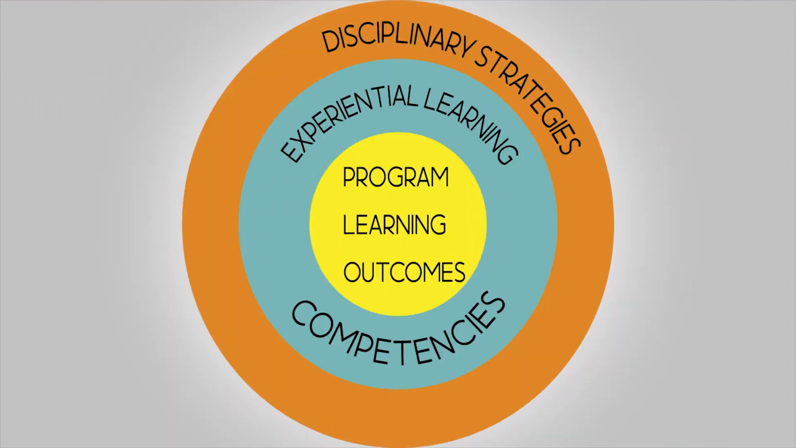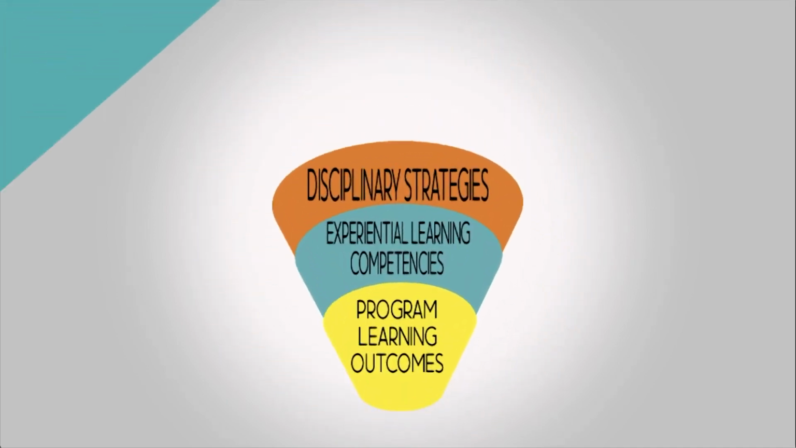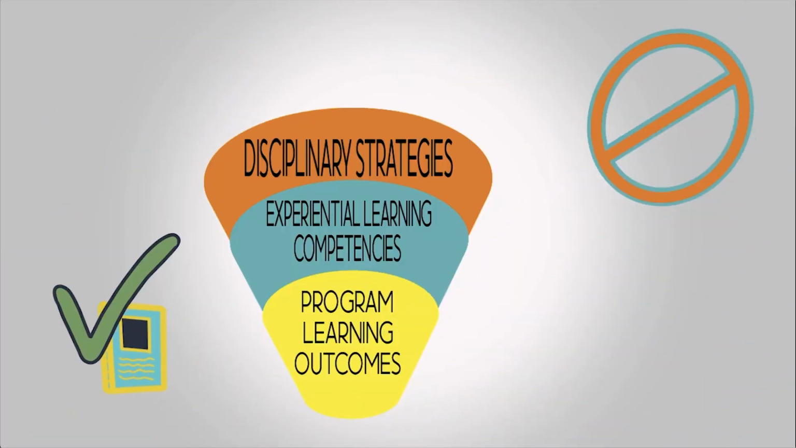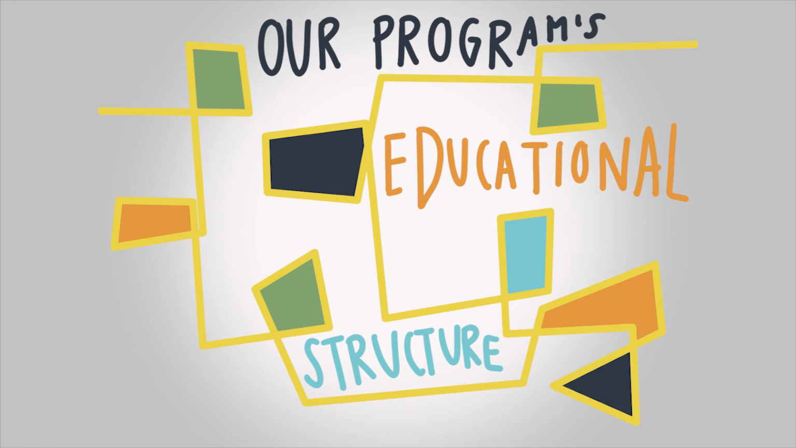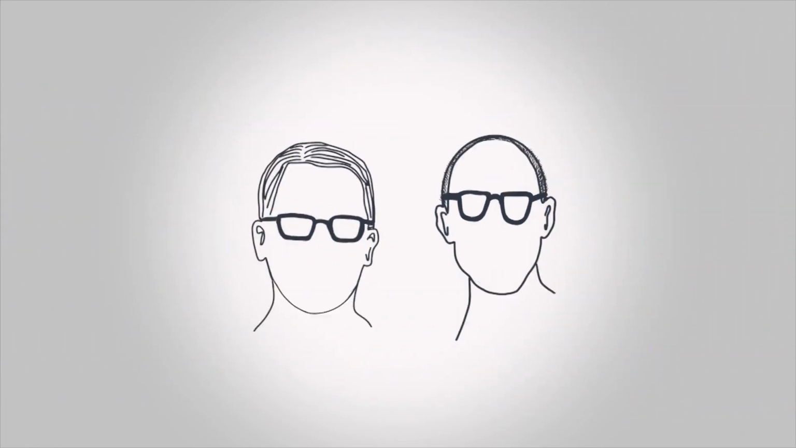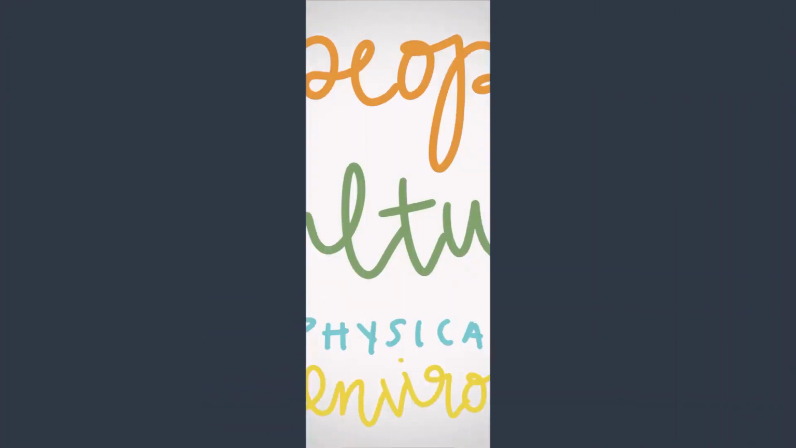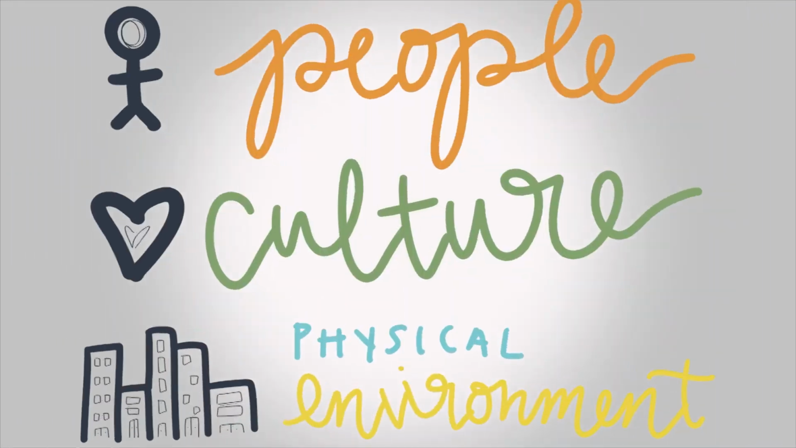The educational structure of our program learning outcomes, experiential learning competencies, and disciplinary strategies acted as a type of sorting hat that our professors used to choose the texts they had us read and the sites we visited as a class. Our program's educational structure put our professors in a position to design innovative learning activities that gave us opportunities to be curious about and creatively engage with London's people, culture, and physical environment.